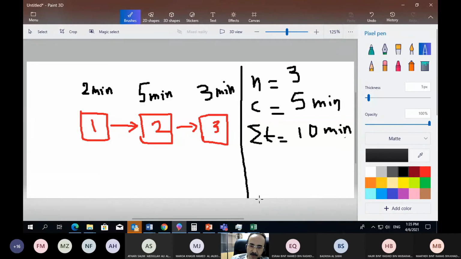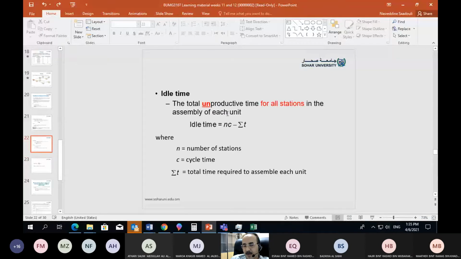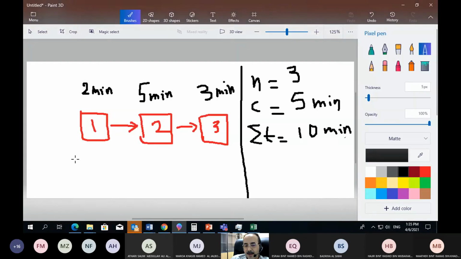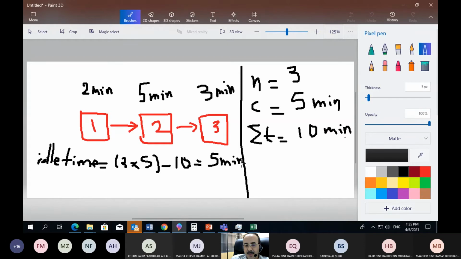So therefore, if I go back to these formulas here, idle time in this example will be n times c minus the throughput time. So it will have a total of 5 minutes of idle time in this process. That's what this means. This is what these values mean.